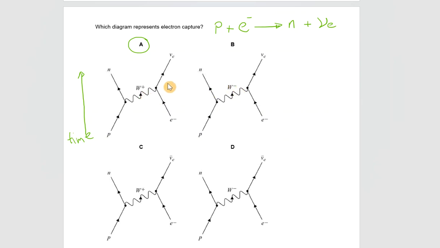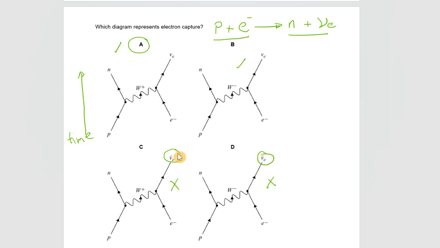So first of all, which one shows the correct reactants and the correct products? A proton and electron to start with, producing a neutron and a neutrino. Yeah, could be A, that's a possibility. Yeah, could be B. Could it be C? No, because there we've got an anti-electron neutrino, and that wouldn't work.